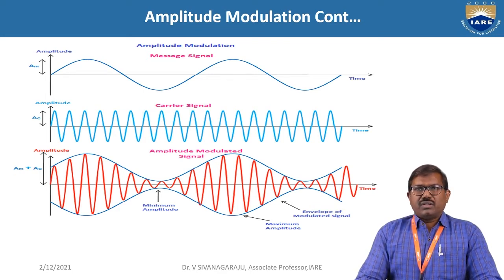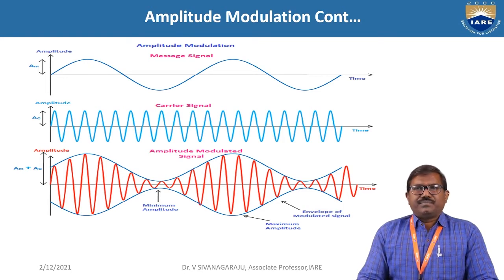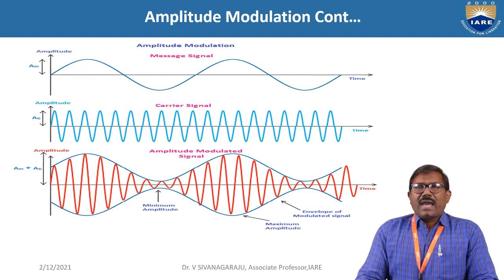After modulation, we get the amplitude modulated signal. So we can see the figure below is the amplitude modulated signal. Here, what is amplitude modulation? The amplitude of the carrier signal is varied in accordance with the instantaneous value of the message signal, which is called amplitude modulation. Okay.